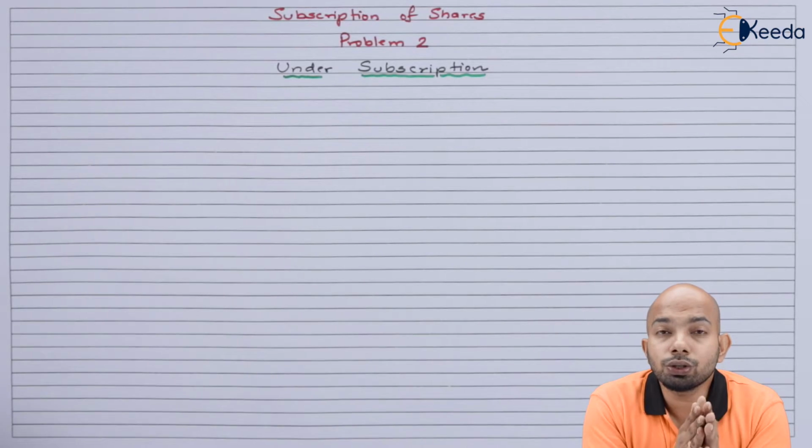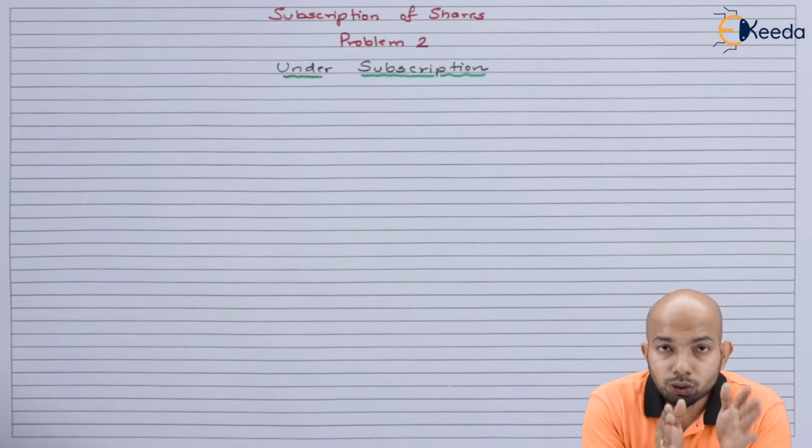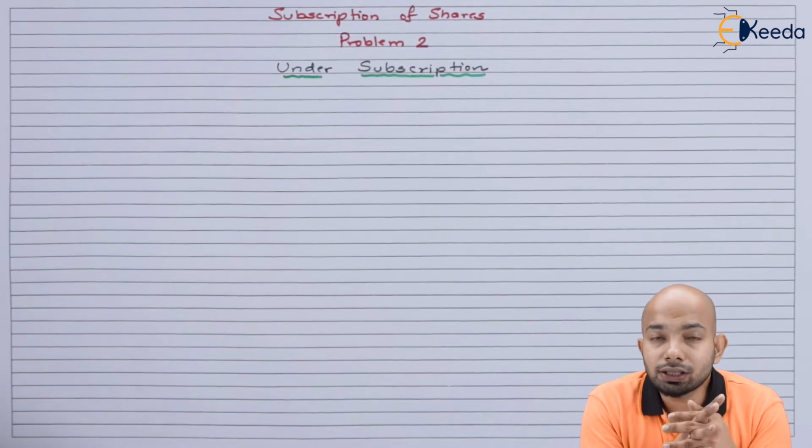An underwriter is a person who takes the responsibility of unsubscribed shares. So if that is not a part of the question, then please note down that you have to take into consideration only the shares which have been subscribed and not all the shares which have been offered for subscription. So make a note of this. Now we'll start with the illustration first.